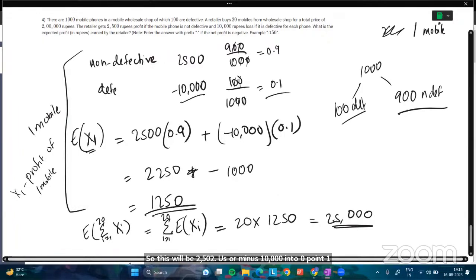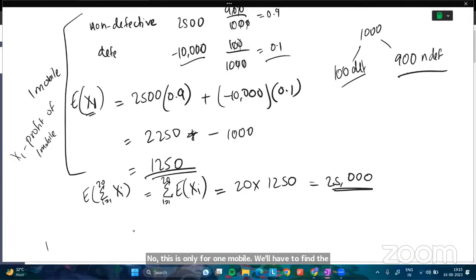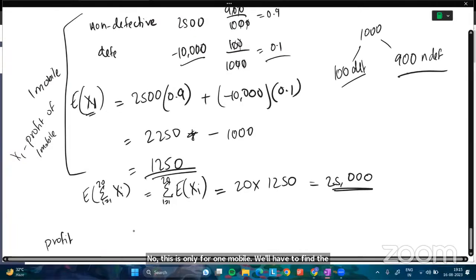Now, this is only for one mobile. We'll have to find the profit for all the 20 mobiles. And the profit for all 20 is just the sum of the profit for the individual mobile. So we can multiply expected value of xi by 20. So we'll get the answer as 25,000.